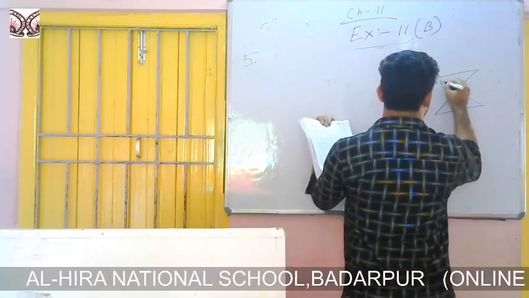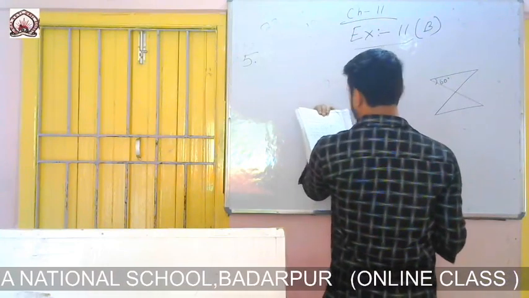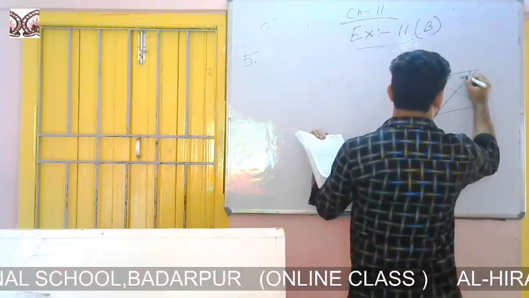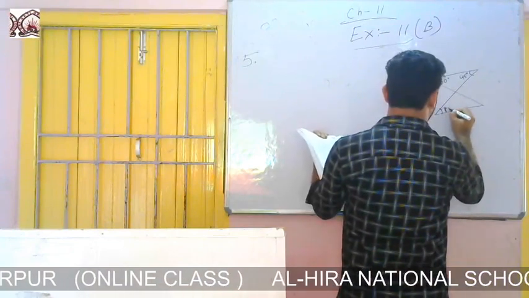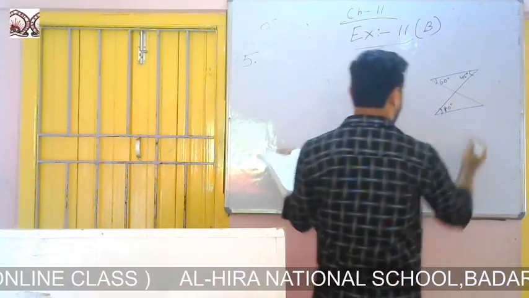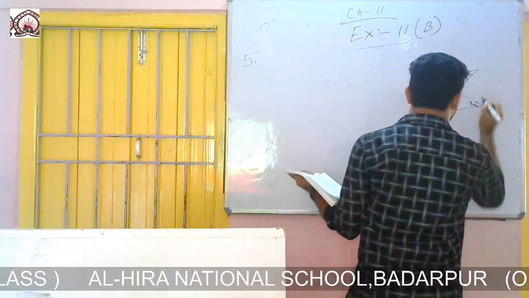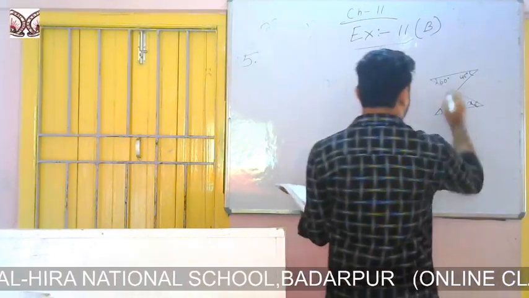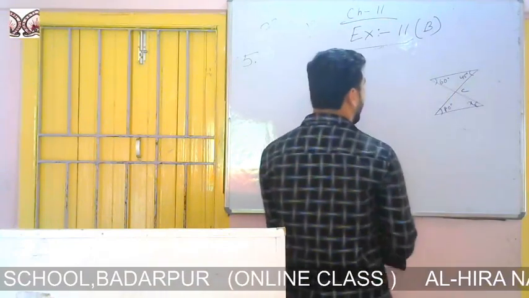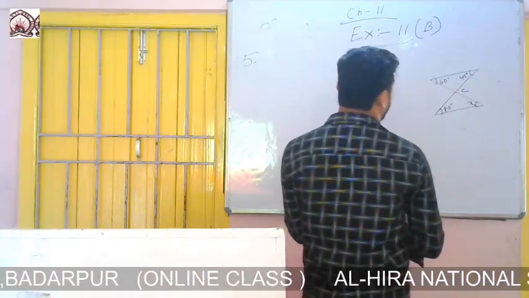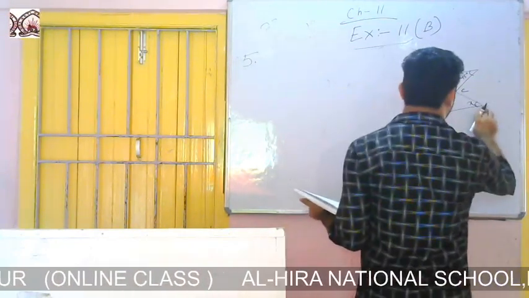The measure of this angle is what? 60 degree. The measure of this angle is what? 45 degree. The measure of this angle is what? 80 degree. And the measure of this angle, you have to find x. Okay. And the point of intersection, it is given what? C. Okay. Now we have to find what? Angle x.